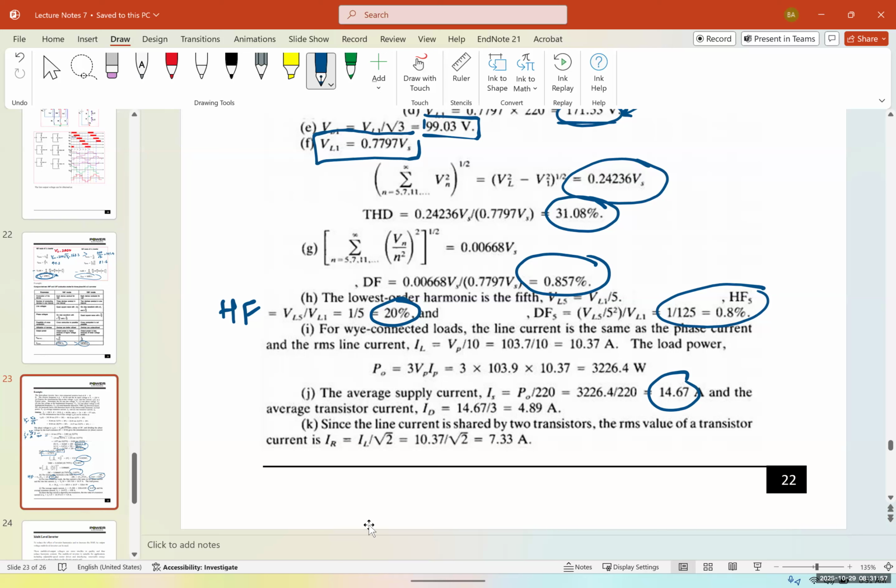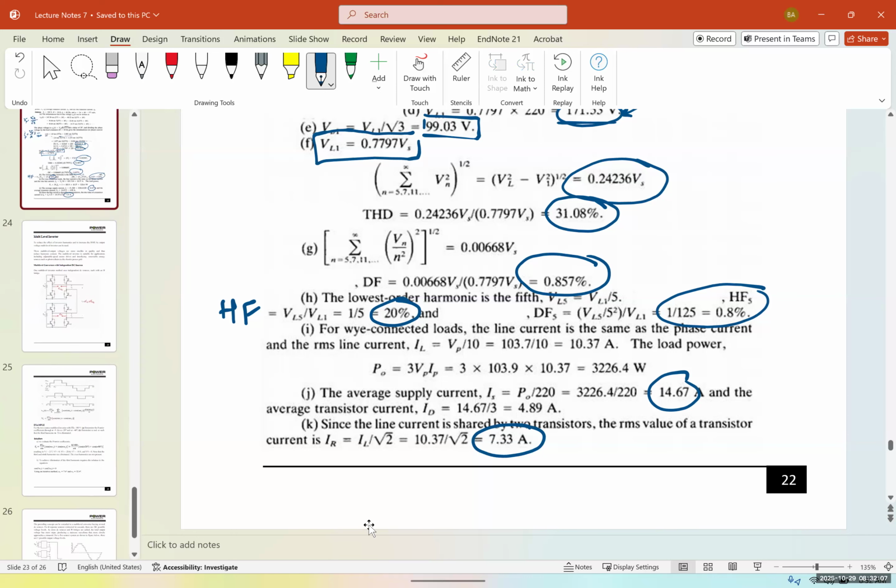Since the line current is shared by 2 transistors, the RMS value of the transistor current will be IL over square root of 2, which gives us 7.33 amps.